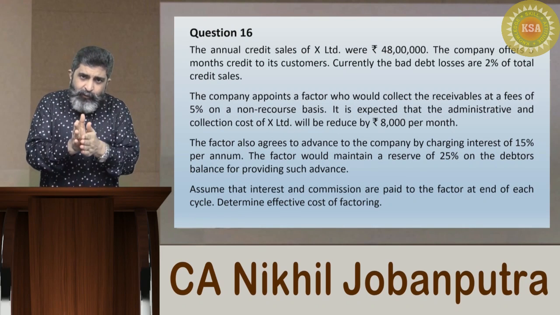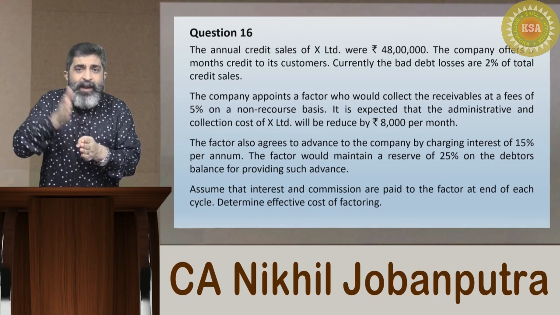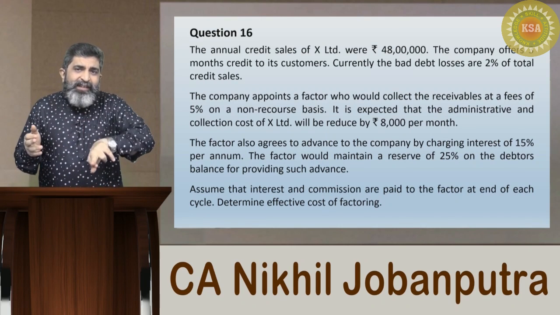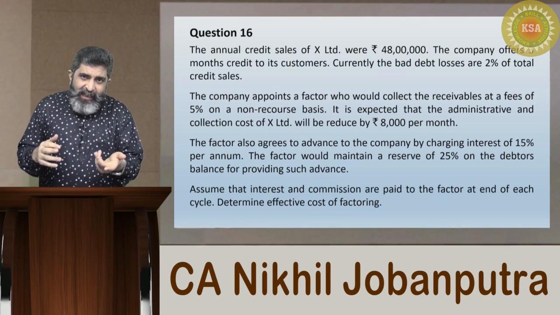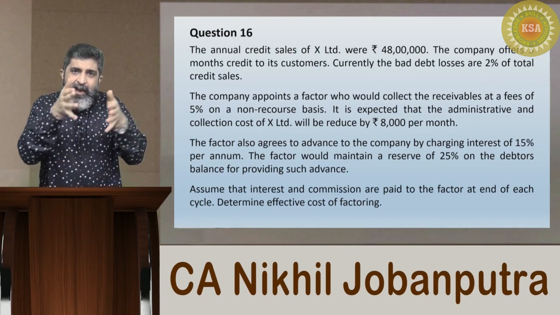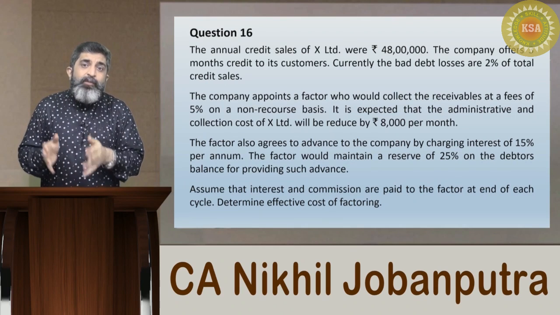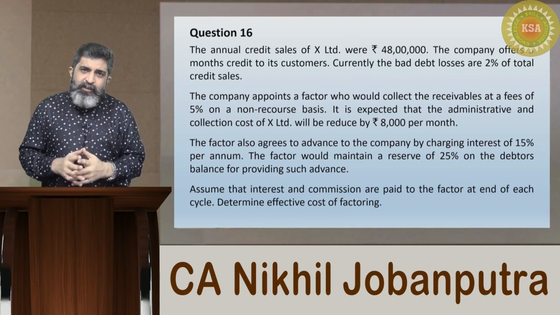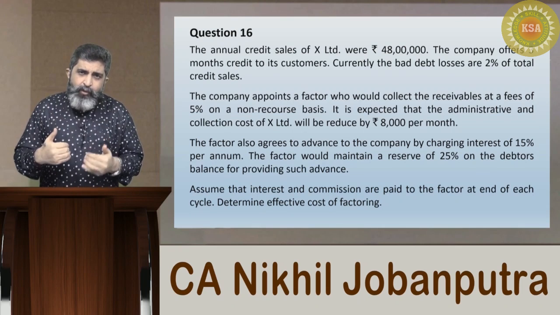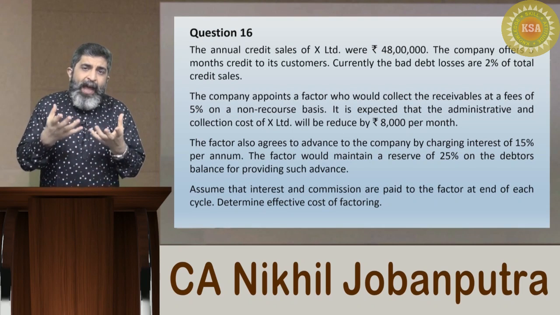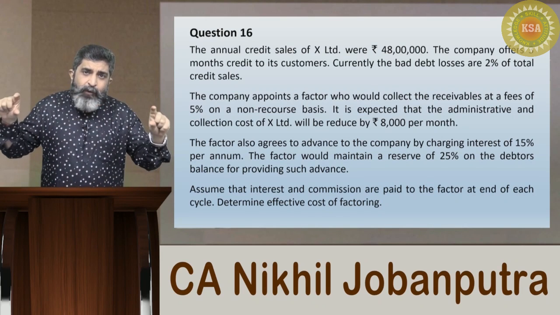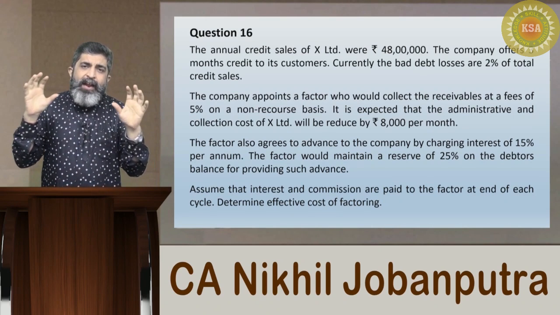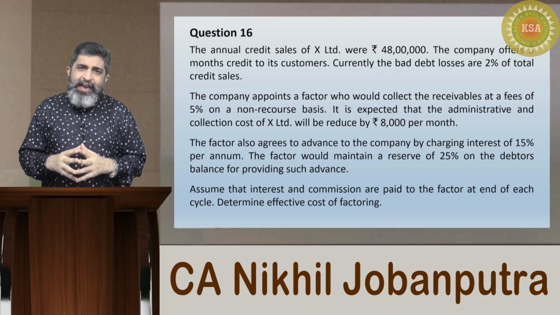Then the cycle doesn't end over there. One cycle is over, but the sequence doesn't end, because one cycle getting over, another cycle will begin. In the next cycle, the factor will again give me an advance of 9 lakhs, and I will give the collection responsibility to collect 12 lakhs, and that goes on and on. So throughout the year, the company will have an advance of that 9 lakh rupees, and on that the company will have to pay interest.